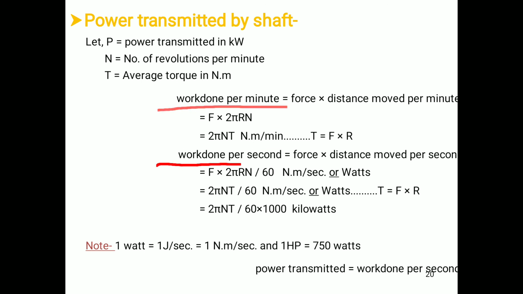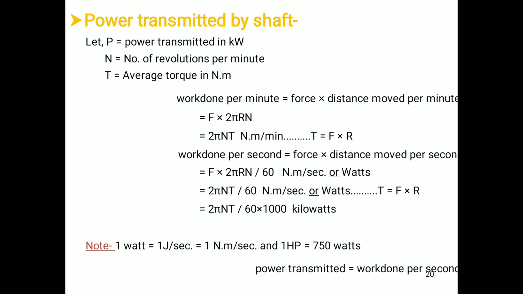Therefore work done per second is given by force into distance moved per second. Remember that earlier we found the work done per minute. Now it is work done per second. Therefore it is given by F into 2 pi rN upon 60. So we divide by 60, converting minutes into seconds. Therefore the unit will be Newton meter per second or watt. So remember that 1 Newton meter per second is 1 watt.